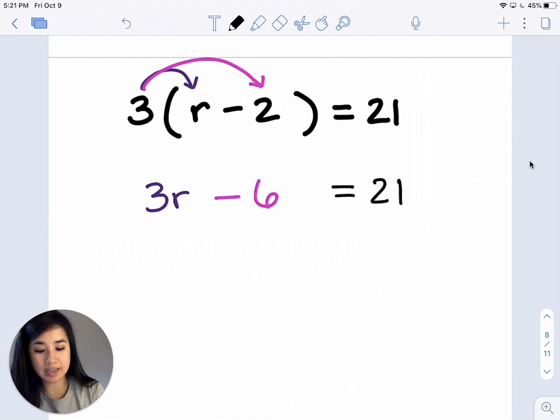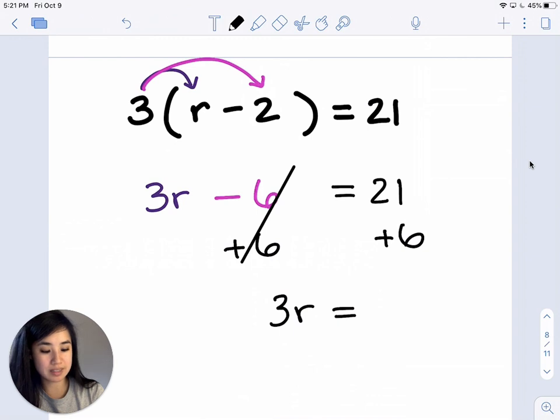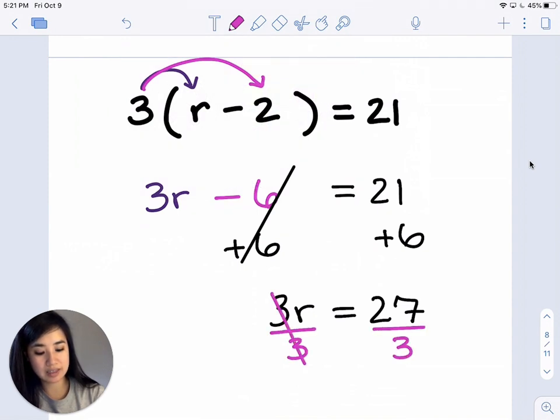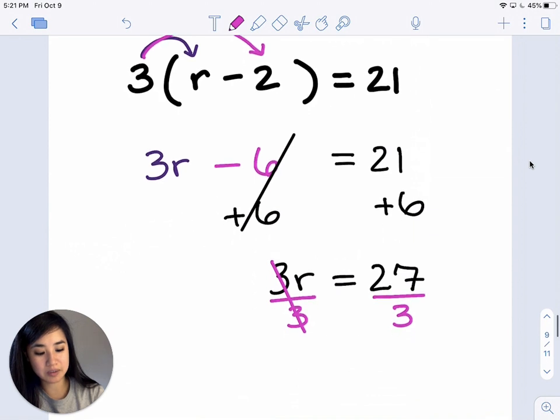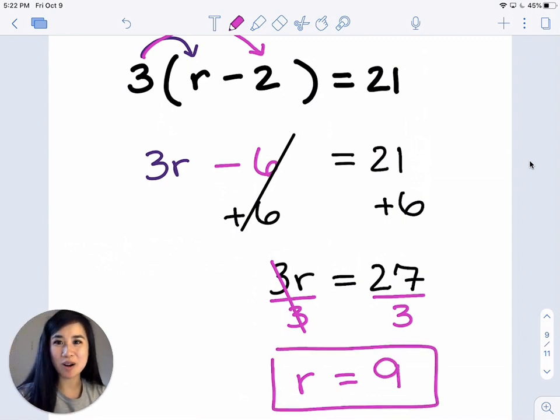All right, now we got to get rid of that minus 6 in the equation, so we're going to add 6 to both sides. Cancels out there. Bring down my 3r equals 21 plus 6 is 27. R is being multiplied by 3 when there's a 3 next to it, so I'm going to divide both sides by 3. That cancels out right there. So I'm going to be left with r equals 27 divided by 3 is 9. Box your answer.